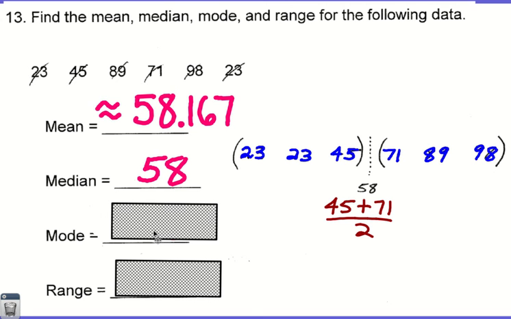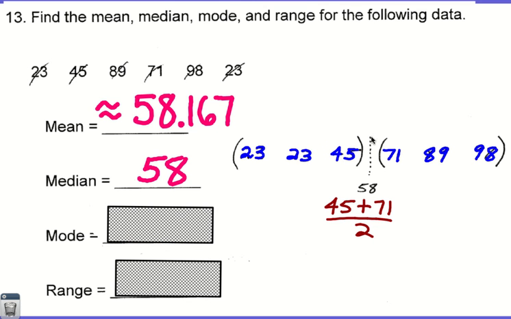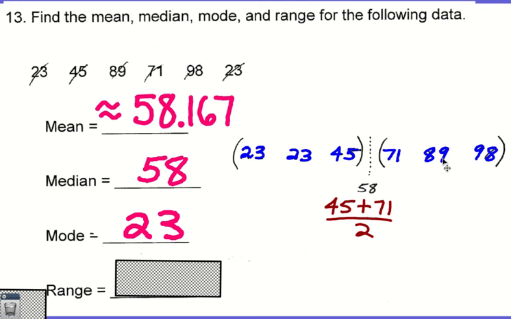The mode is the number that occurred the most. And so 23 happened twice and everything else was once. So the mode here is 23 because it occurred the most times.